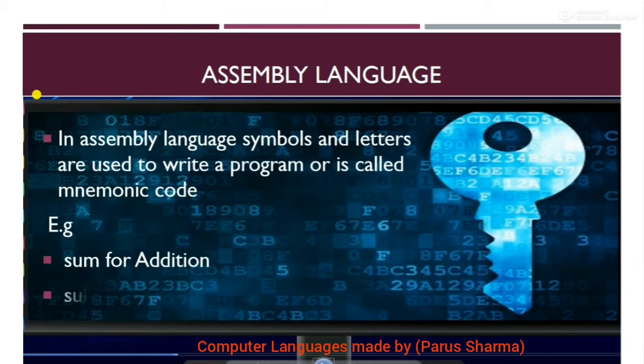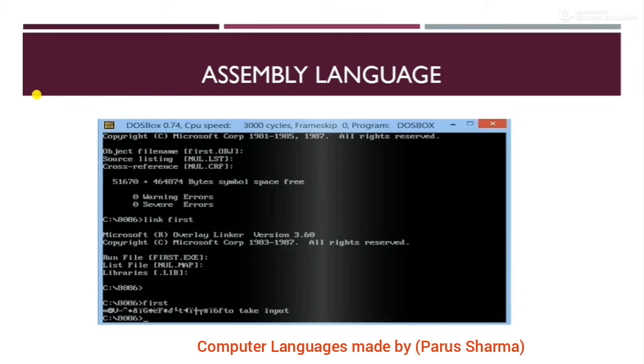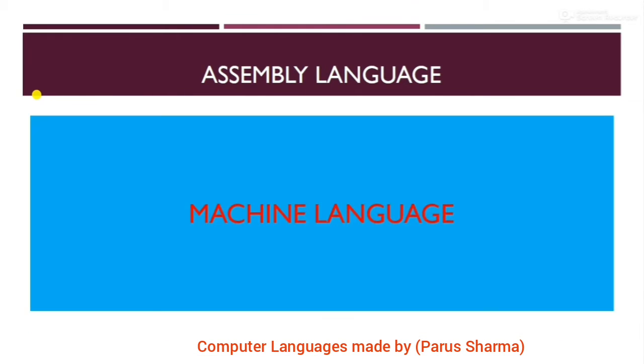In assembly language, we use symbols and letters to write a program. It is called a mnemonic code. For example, add for addition and sub for subtraction. The code written in an assembly language is converted into machine language. For that, we use an assembler.